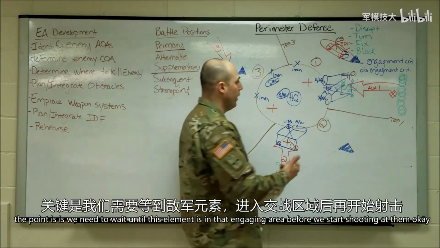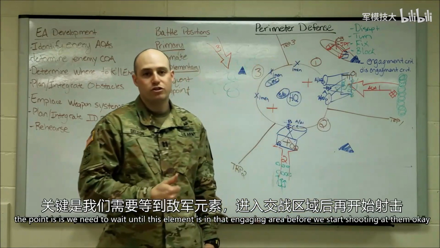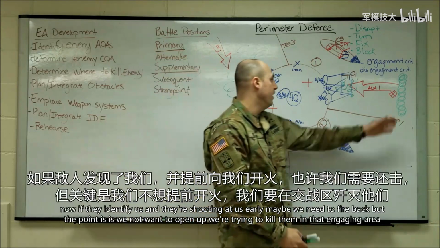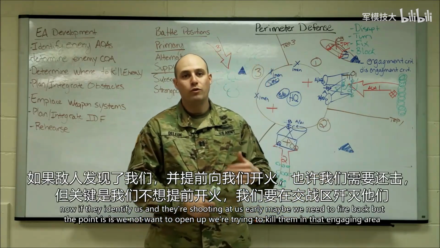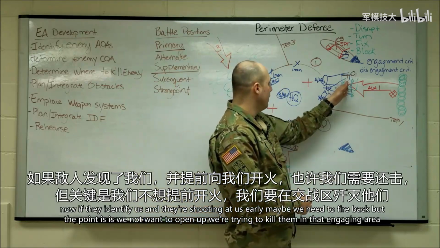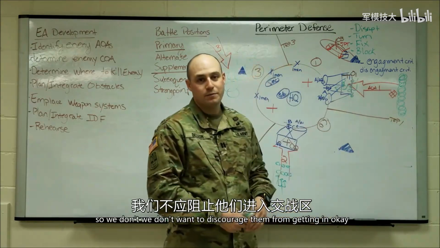The point is we need to wait until this element is in that engagement area before we start shooting at them, okay? Now, if they identify us and they're shooting at us early, maybe we need to fire back. But the point is we do not want to open up. We're trying to kill them in that engagement area. So we don't want to discourage them from getting in, okay?